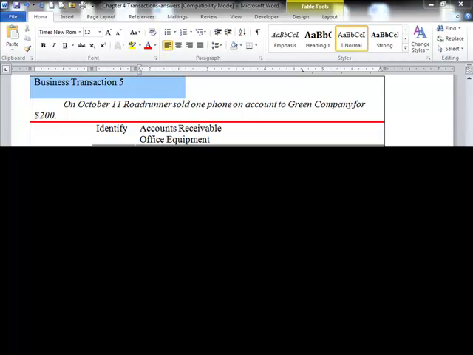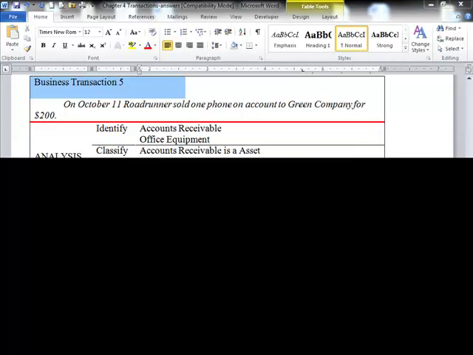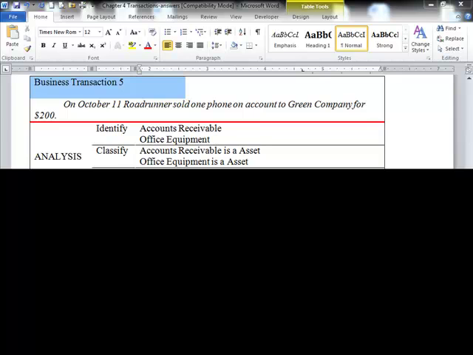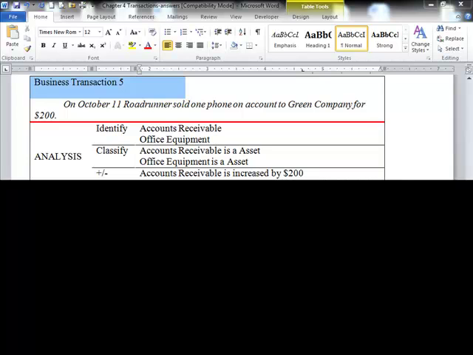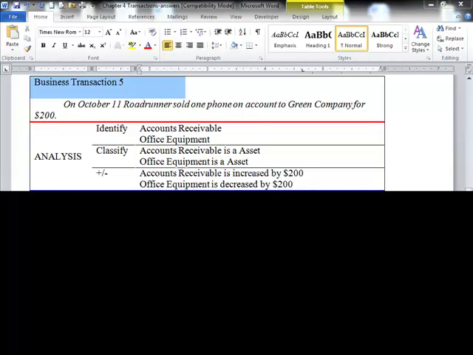Next, let's classify the accounts. Accounts receivable to the Green Company, that's an asset account. And office equipment, we know that's an asset account. So both accounts in this transaction are asset accounts. Let's determine whether they have increased or decreased in value. When we are waiting to receive money from somebody, in this case the Green Company, accounts receivable will increase by $200. Remember, only $200 because it's just one of our telephones. The phones were valued at $200 apiece. And our other account in this situation is the office equipment, and it's going to decrease as we lost one of the phones out of our company's business.